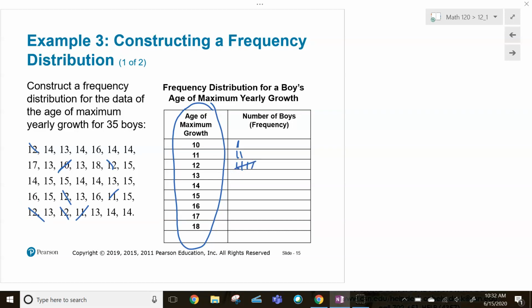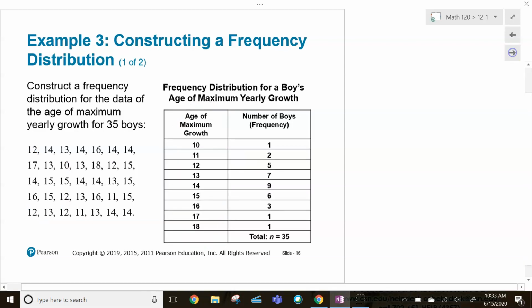Looks like five age 12. Anyways, we could keep going with this. And that's how you create a frequency distribution, is you just count them up. You say, how many of each one do I have? There it is. And there's 35 total numbers, by the way. Okay. But this is our frequency distribution.